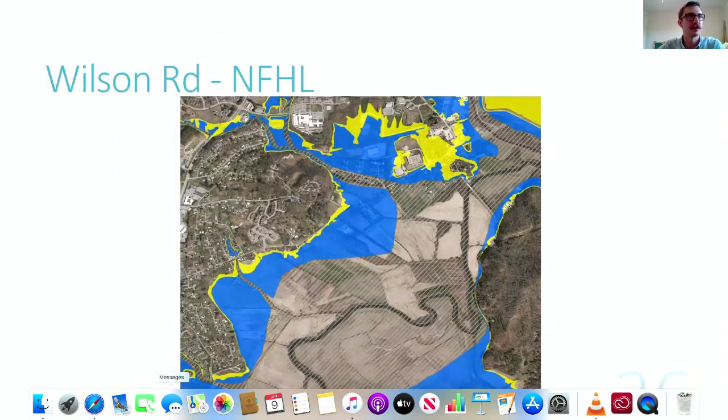And then this is the effect of SFHA that you can see. And Wilson Road is in the right overbank here. It's flowing north, is downstream. So it's getting overtopped in a couple of areas and getting overtopped near where the existing bridge is as well.